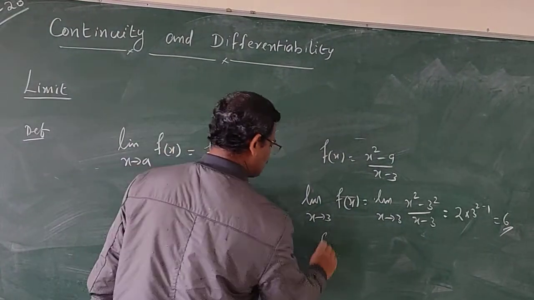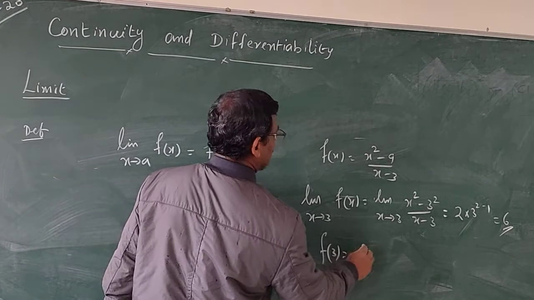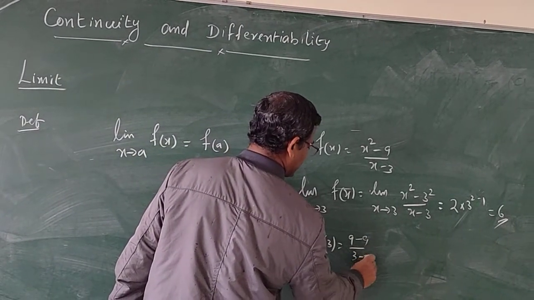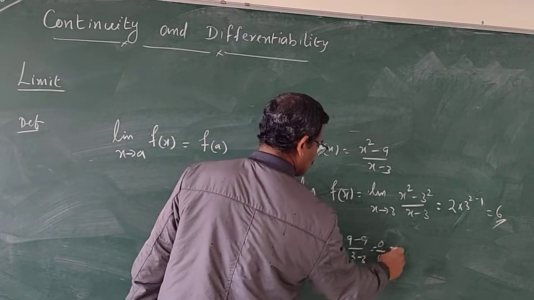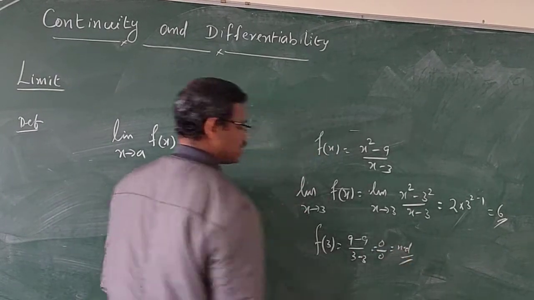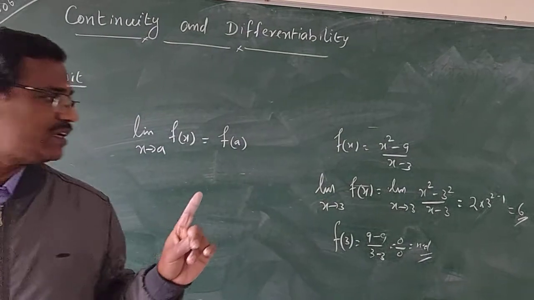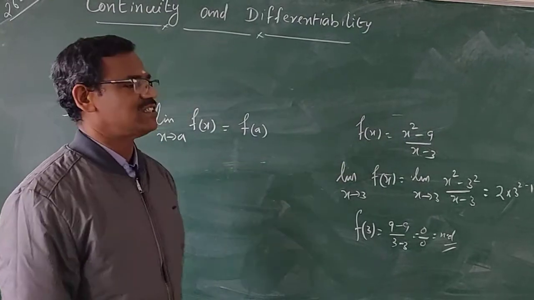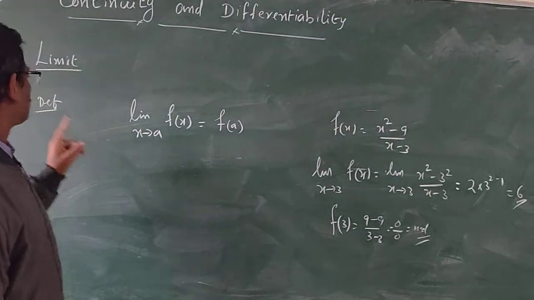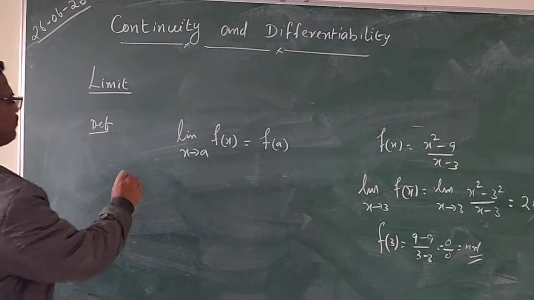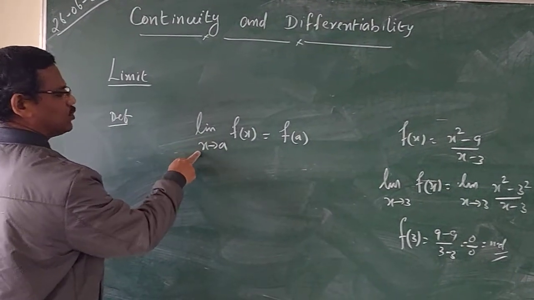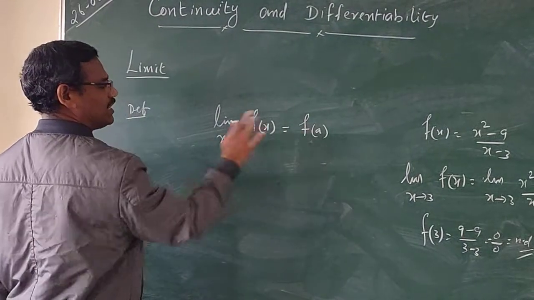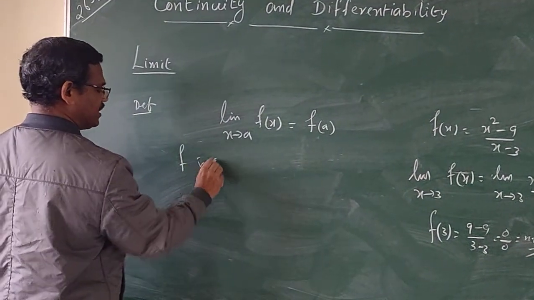Let us see what f of 3 is. That is 9 minus 9 over 3 minus 3, which is 0 by 0, not defined. So the limit value and the real value of the function are different, so it is not continuous at x equal to 3. The definition of continuity is written like that: limit x tending to a of f of x is equal to the real value of the function, then we call f continuous.